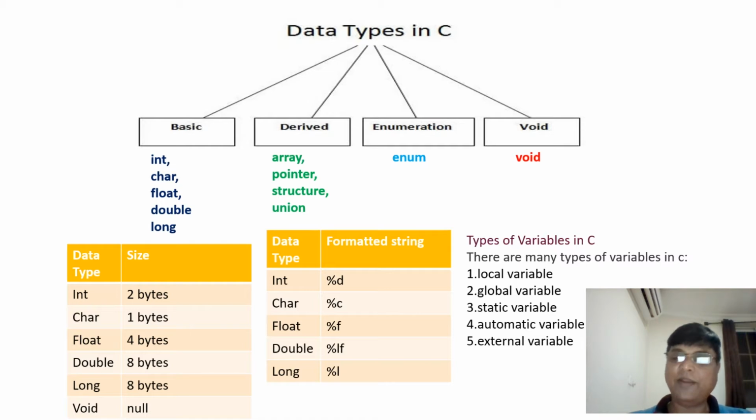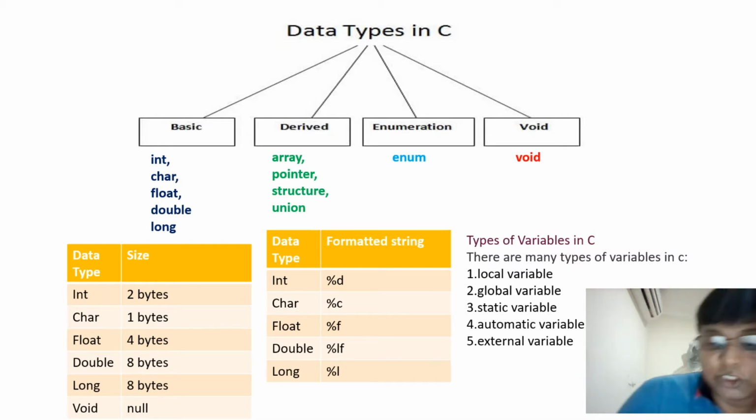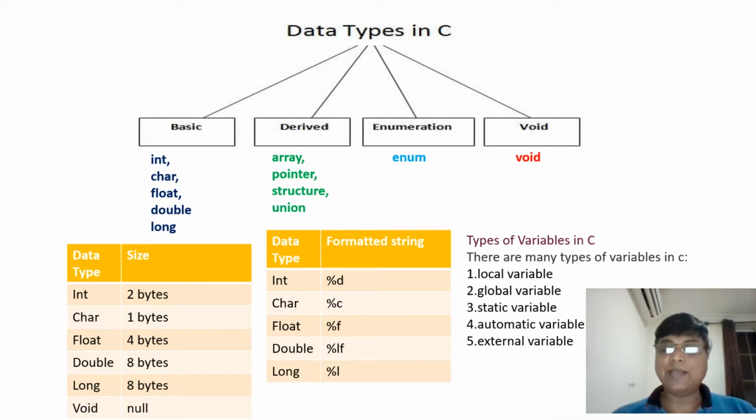A static variable may be of type integer, character, double, long, float, like that. If you have not declared any value, the default value held by the variable is 0, whereas for automatic variables it is garbage.